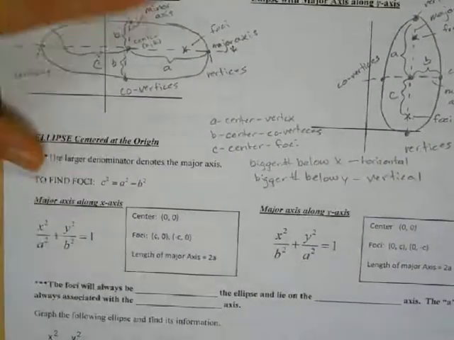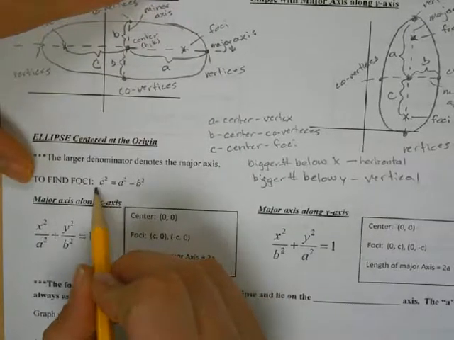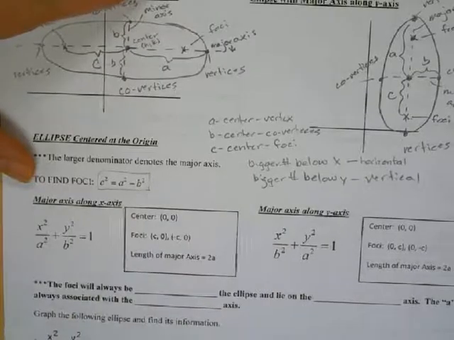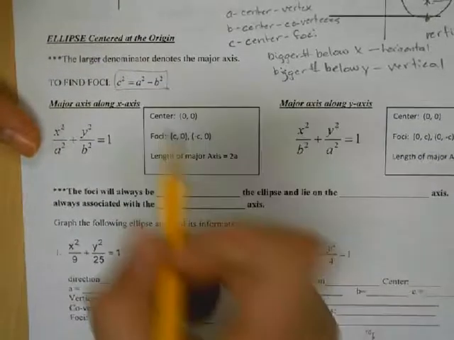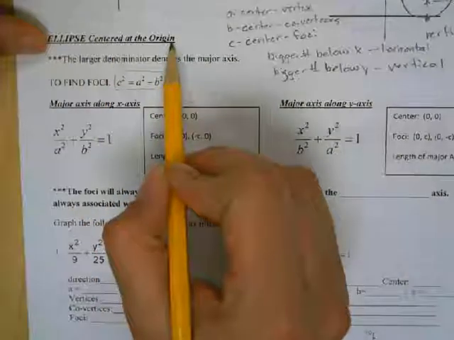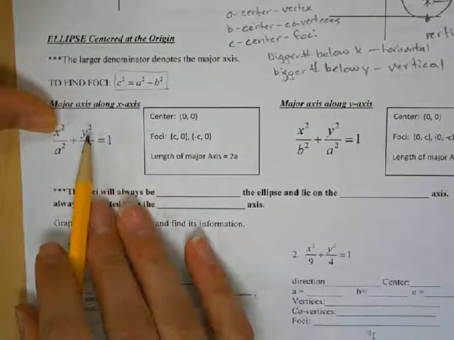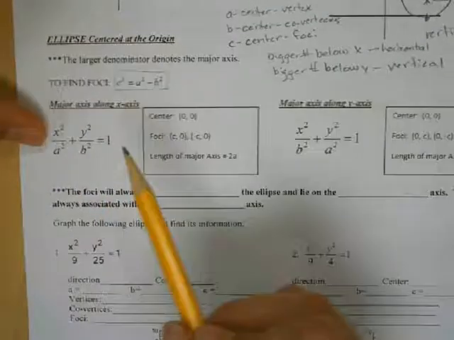If I want to find my foci, I use this formula here. C squared is equal to A squared minus B squared. That's going to be given to you on the card that you get. Now here we're going to look just at ellipses centered at the origin, so around 0, 0. So we're not going to look at the plus h and plus k stuff yet. But we will get there, don't you worry.